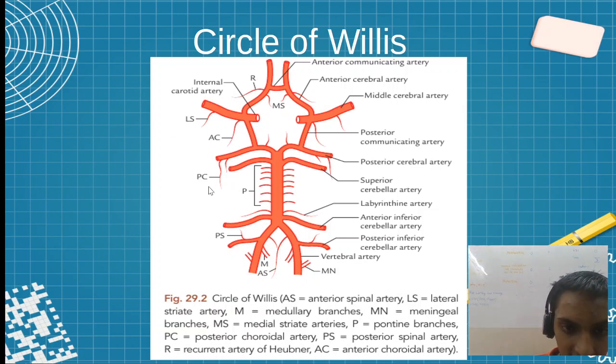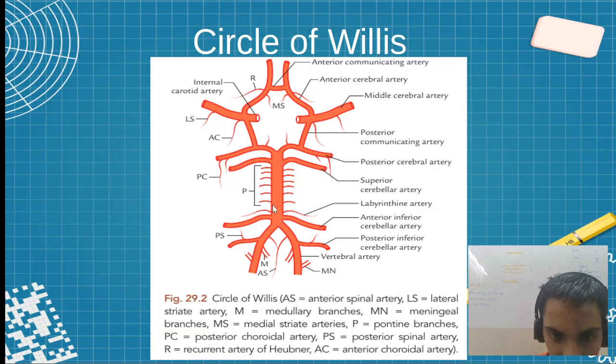Then we have the anterior and posterior choroidal arteries. Anterior also from the same internal carotid artery. The posterior one is coming from the respective cerebral artery, that is the posterior cerebral artery. Now here we can see posterior cerebral, superior cerebellar artery. Between these there is one nerve which is passing, that is called the oculomotor nerve.